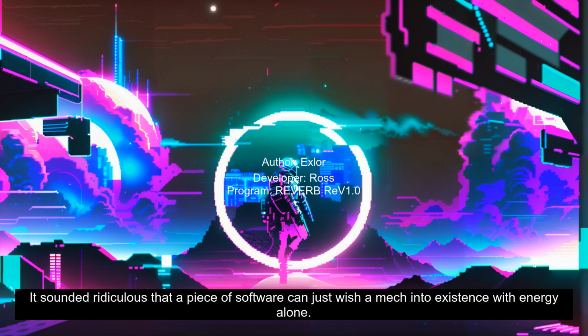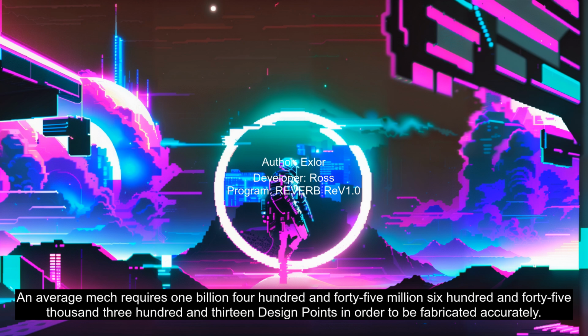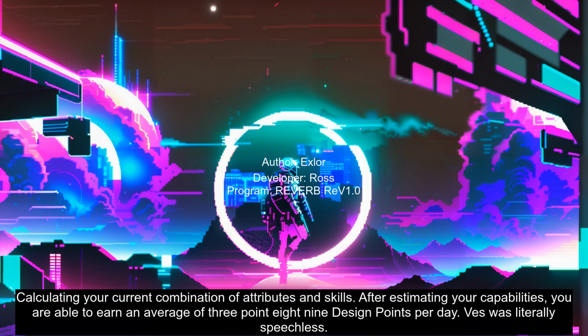It sounded ridiculous that a piece of software can just wish a mech into existence with energy alone. How many design points does it take to fabricate a mech? How easy can I earn these points anyway? An average mech requires 1,445,645,313 design points in order to be fabricated accurately. Calculating your current combination of attributes and skills. After estimating your capabilities, you are able to earn an average of 3.89 design points per day.